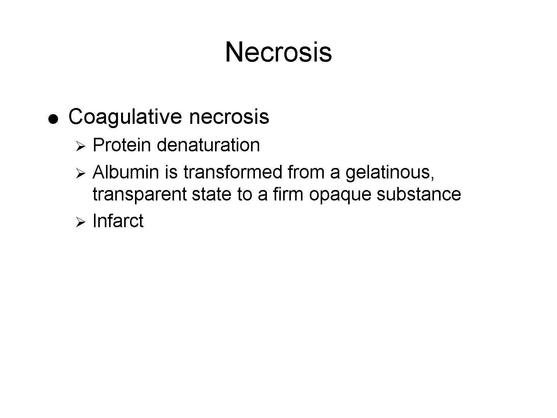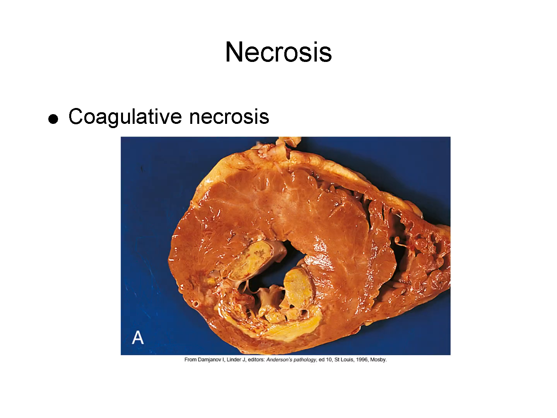Coagulative necrosis is a type of cell death typically caused by ischemia or infarction. It is characterized by the denaturation of proteins, including albumin, which changes from a gelatinous, transparent state to a firm and opaque substance. Although the cells are dead, the basic tissue architecture is preserved for a short time, allowing for identification of the affected area. Coagulative necrosis is most commonly seen in organs like the heart, kidneys, and adrenal glands following a loss of blood supply. This image shows an example of coagulative necrosis.